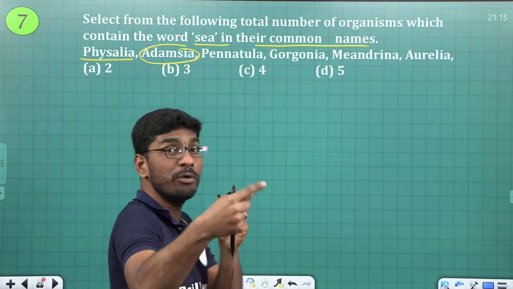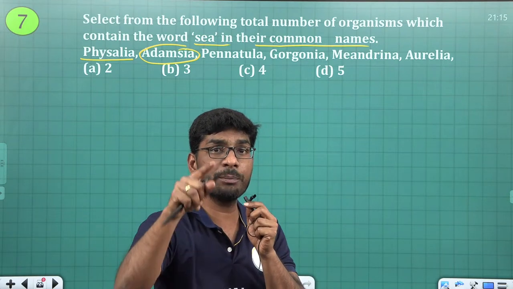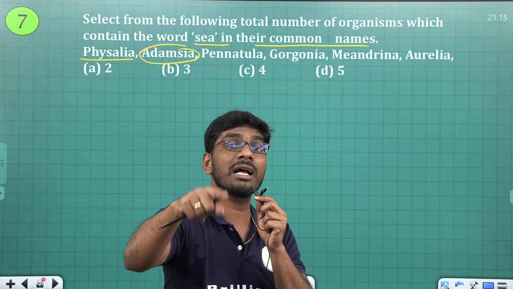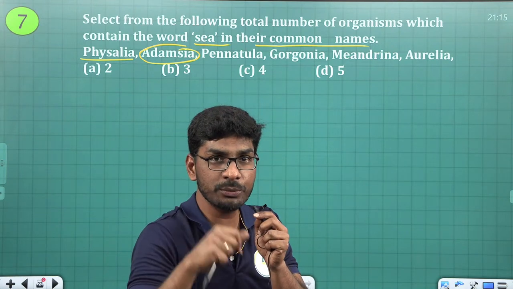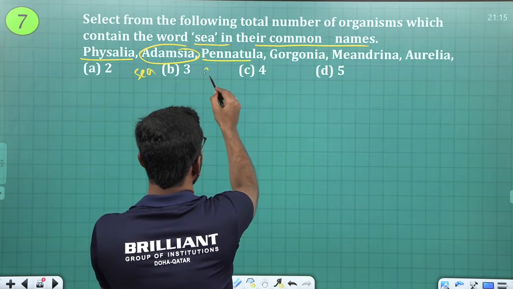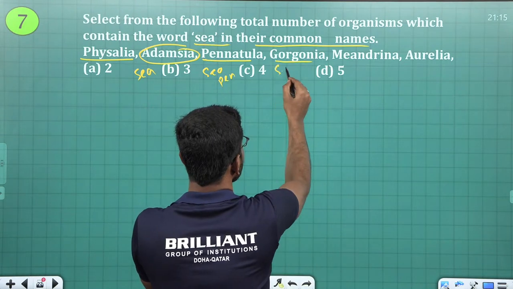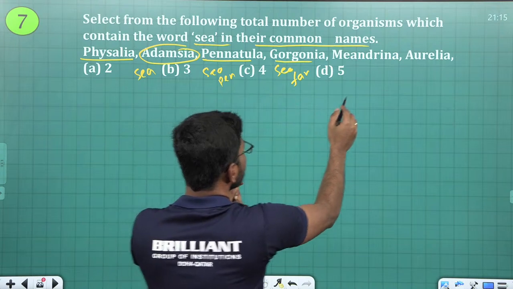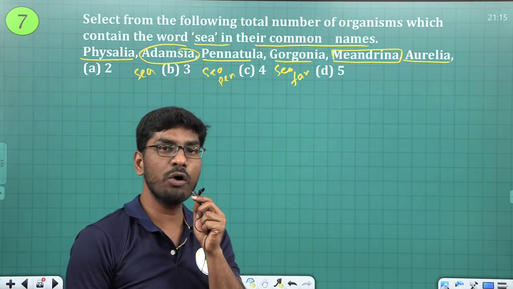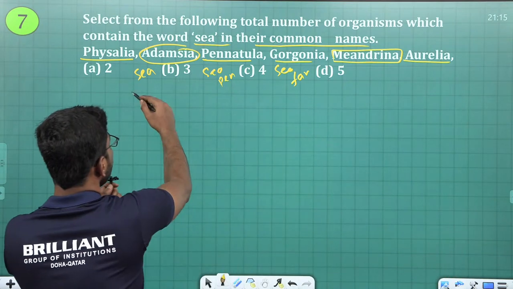Adamsia, sea anemone. In 12th grade, we discussed it in organisms and populations, in population interaction. Adamsia, sea anemone and clownfish show commensalism, plus and zero. Do you remember this one? Adamsia is nothing but sea anemone. Now here, sea is there. Pennatula, sea pen. Sea is there. Gorgonia, sea fan. Yes or no? This is sea fan. Here also sea is there. Next, Meandrina, brain coral. Aurelia, jellyfish. So tell me, how many have the word sea? Come on, answer me. Sea is there in 1, 2, 3.